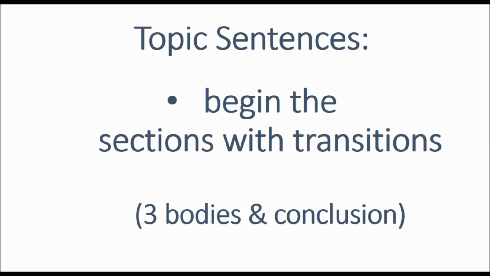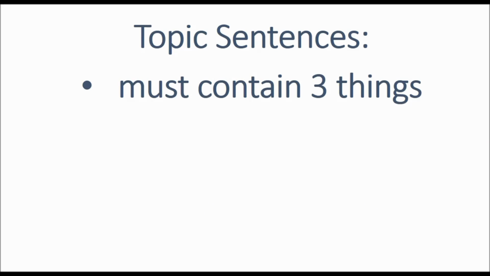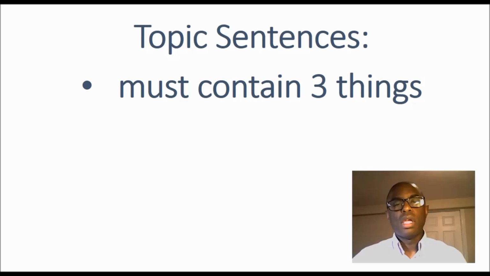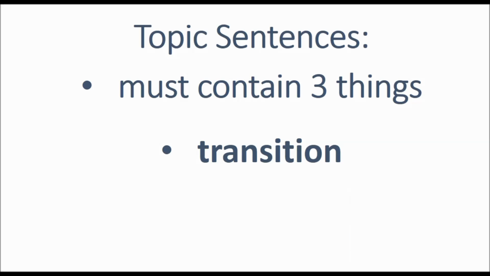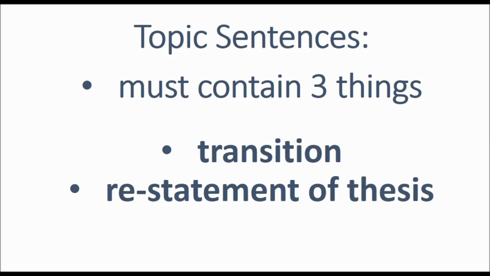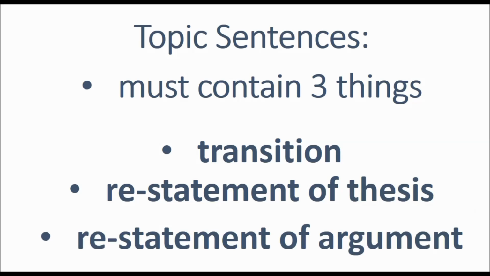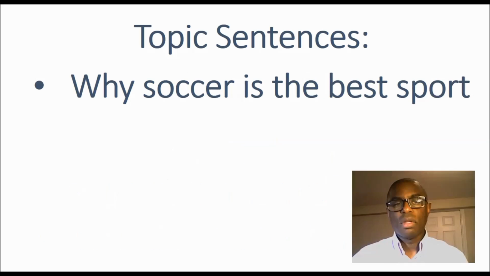Topic sentences begin the sections of your essay that have transitions, specifically the 3 body sections and the conclusion. Topic sentences must contain 3 things. I repeat, must contain these 3 things. One of those transition words that we just talked about, a restatement of your thesis, and a restatement of the argument that corresponds with the section that you're in.